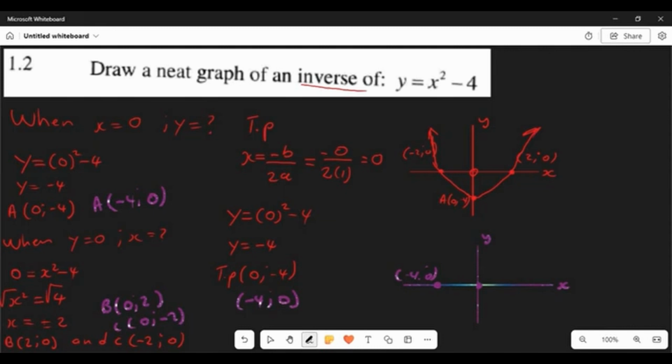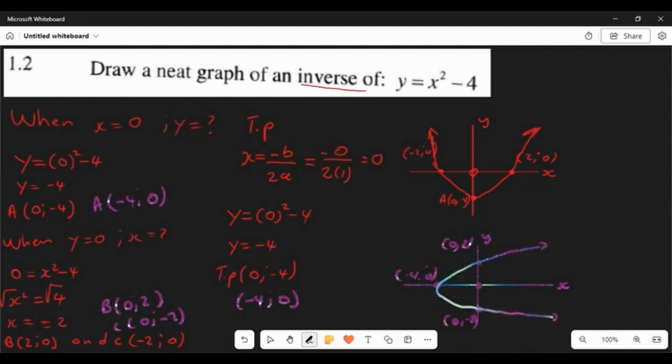When x is 0, y is 2. So you can say this point here is (0, 2), and then the other one is going to be somewhere here, when x is 0, y is -2. Right, so from there what do you do? You connect the dots. There we go. There is your inverse graph.